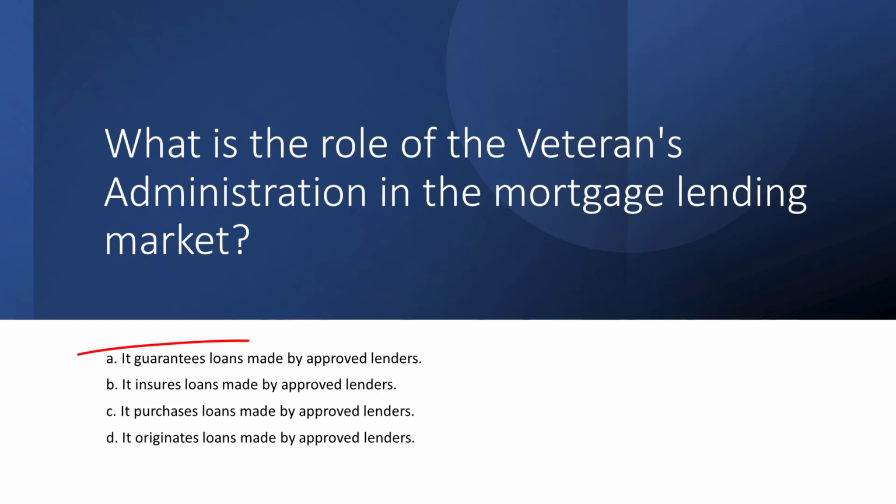And our answer is going to be A. It guarantees loans made by approved lenders. The Veterans Administration, or VA, offers loan guarantees to qualified veterans. The VA partially guarantees permanent long-term loans originated by VA-approved lenders on properties that meet VA standards. The VA's guarantees enable lenders to issue loans with higher loan-to-value ratios than would otherwise be possible.